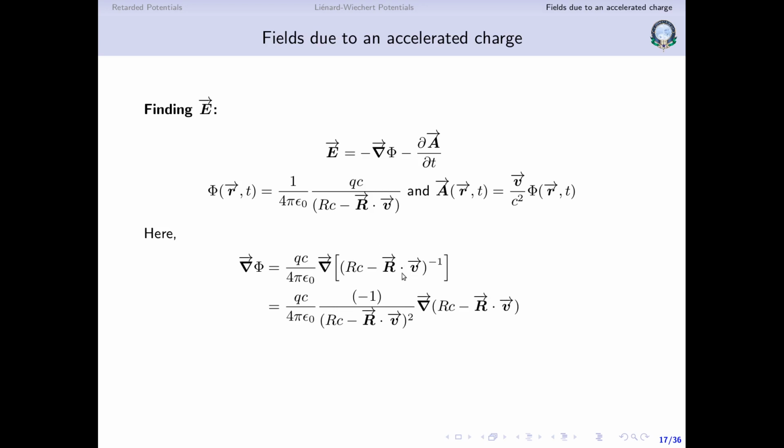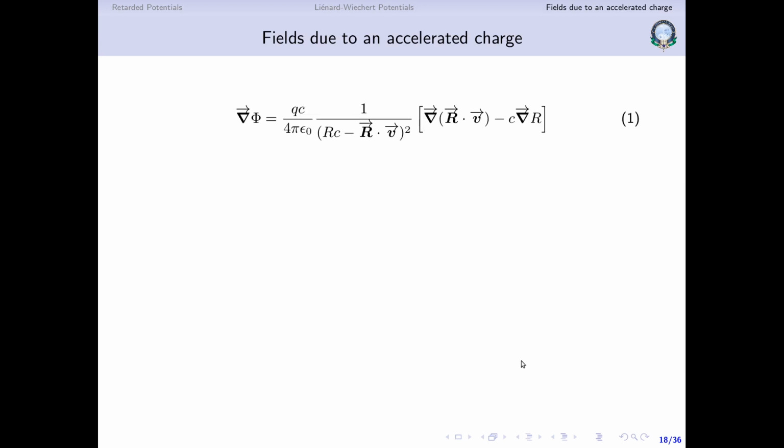Now finding the gradient, because we have something to the power minus 1, we'll have to use the chain rule here. When we apply the chain rule, the gradient of this quantity is equal to minus 1 by r c minus r dot v squared, times the gradient of r c minus r dot v. We apply the gradient individually on these two terms, and of course we incorporate the minus sign, so this minus and this minus will become plus. So we first have gradient of r dot v minus c into gradient of r. Let's call this equation number 1.